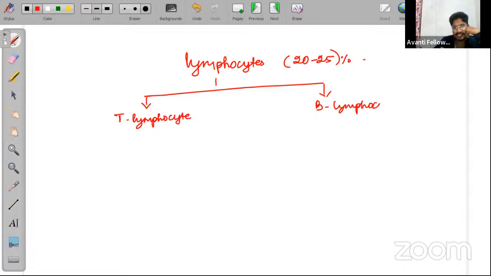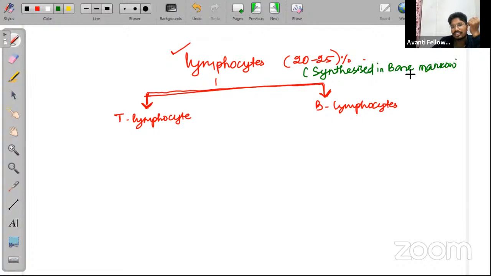These lymphocytes are present in the blood, and synthesis of blood happens in the bone marrow, right? So we can simply say these lymphocytes are synthesized in bone marrow. Where are they synthesized? In bone marrow. Is that clear to everybody?